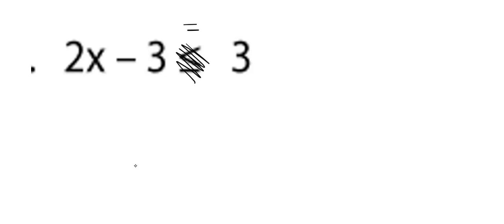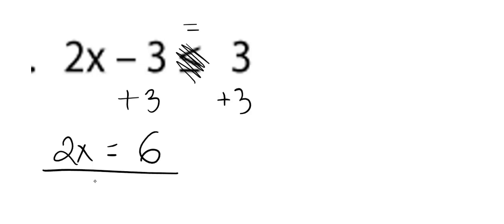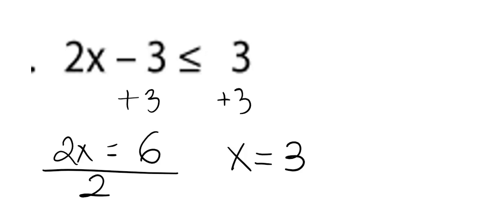So now let's just solve this one-step algebraic expression. We'll add 3 on both sides. We'll get 2x equals 6 and divide by 2 to isolate x. So then we get x equals 3. Now this is not a final answer. Since this was originally an inequality, we have to change the equal sign to an inequality. Therefore, our answer is x is less than or equal to 3.